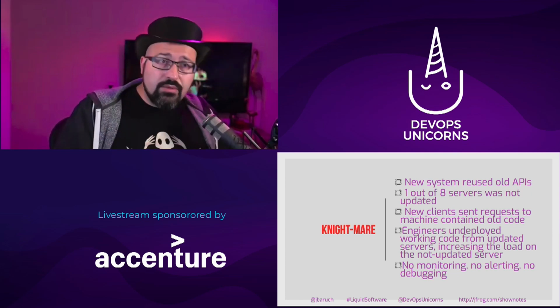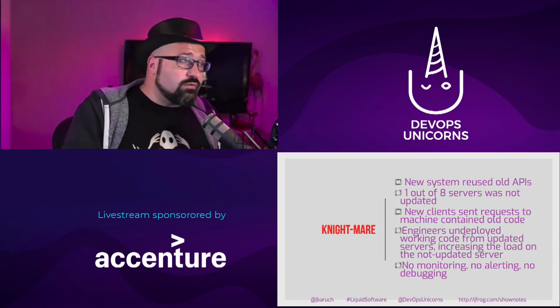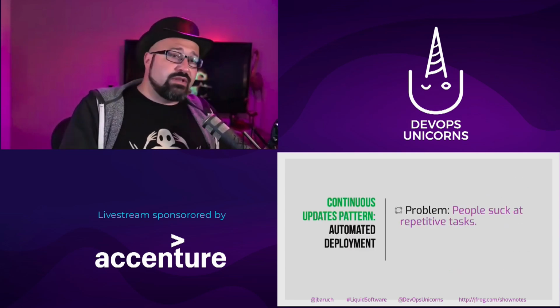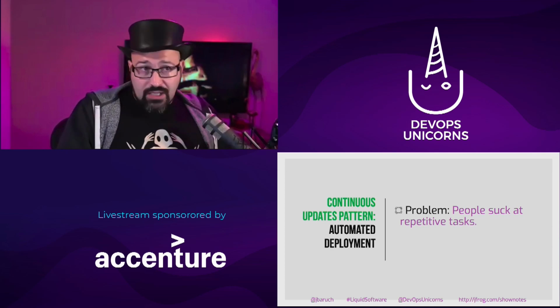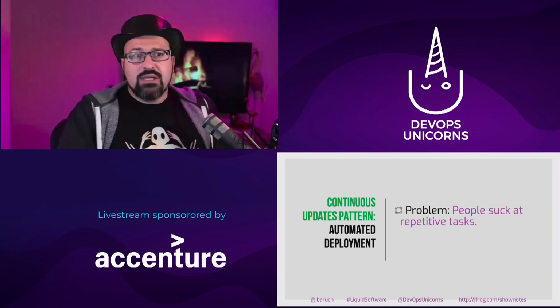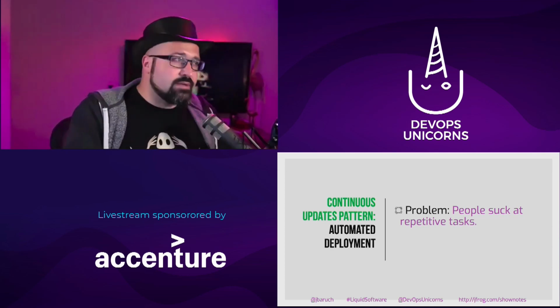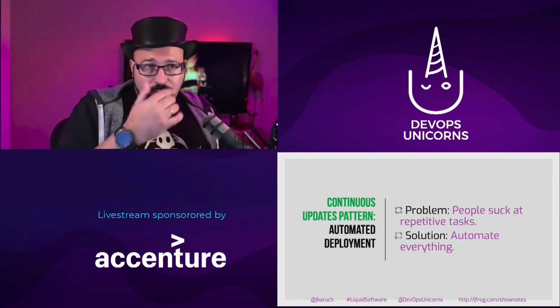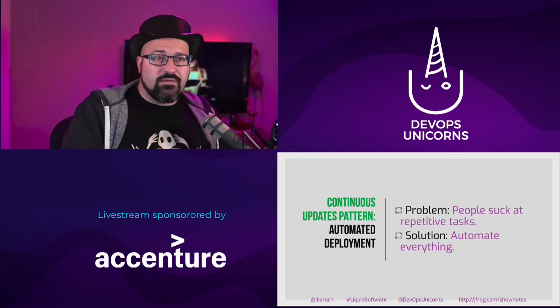What went wrong here? Tons of stuff. First of all, manual updates. People suck at repetitive tasks. It's no surprise that they forgot to update one of the servers, because people tend to forget things. Instead, you automate everything. Machines won't forget to update the 8th server out of 8.